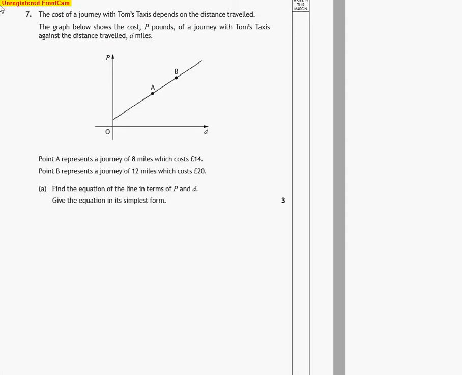What is important is we've got a straight line, okay? And we've got 2 points. So that's (8, 14) and that's (12, 20), okay? Because miles is d, so d is x and p is y, okay? That's my x values, and that's my y values. Looks like I've drawn a pi symbol, doesn't it? Okay, x and y. So let's call this point 1, we'll call this point 2.